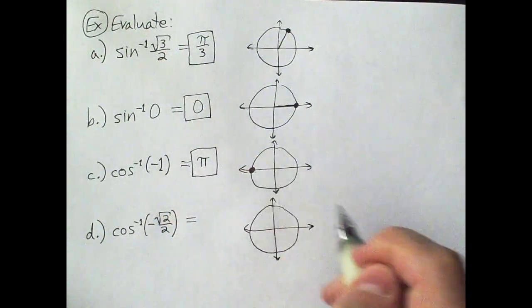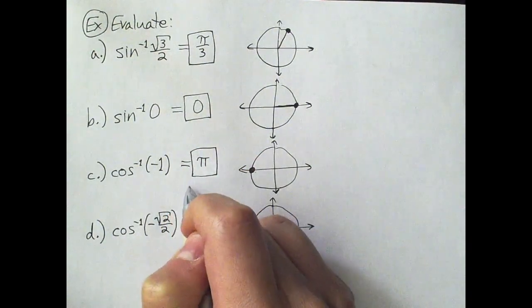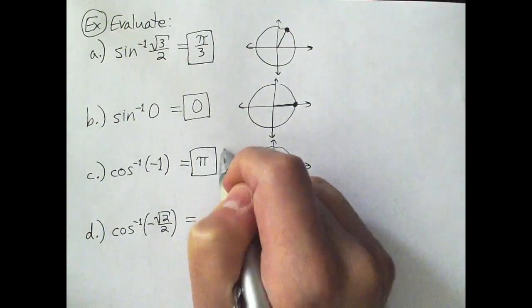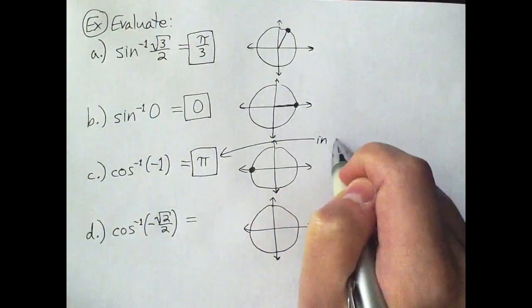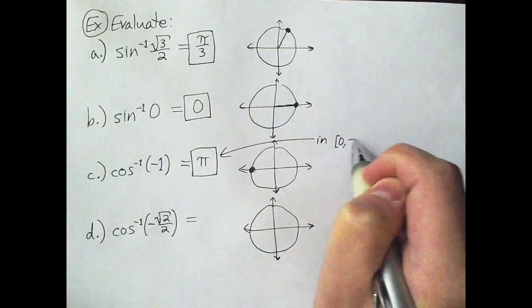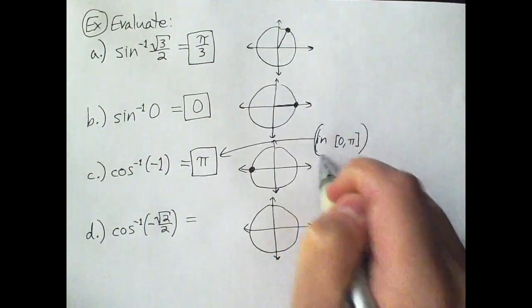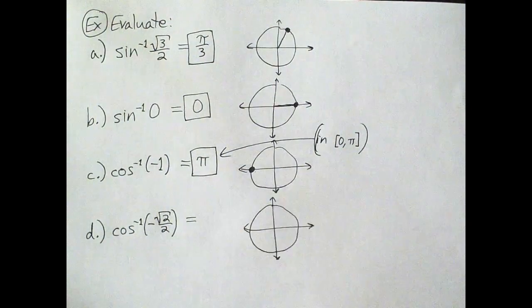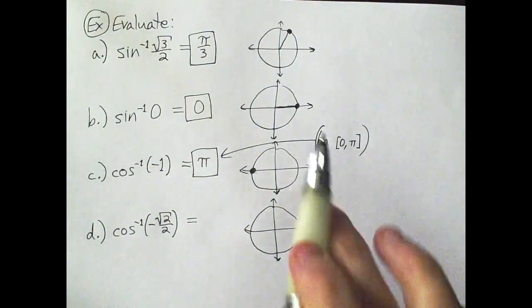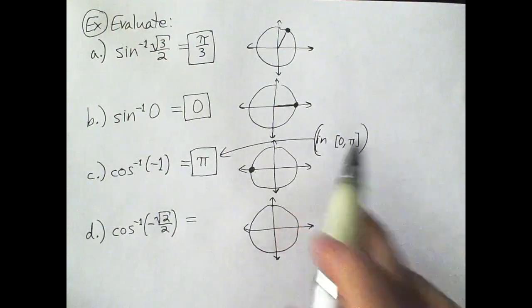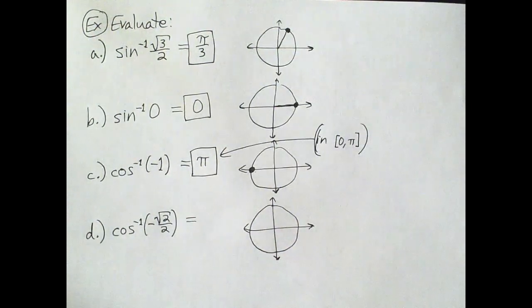And I'll just say that this is in the correct interval, which is 0 to pi. Just in case you're wondering, why is the answer pi? Why isn't the answer -pi? -pi is not in that interval.